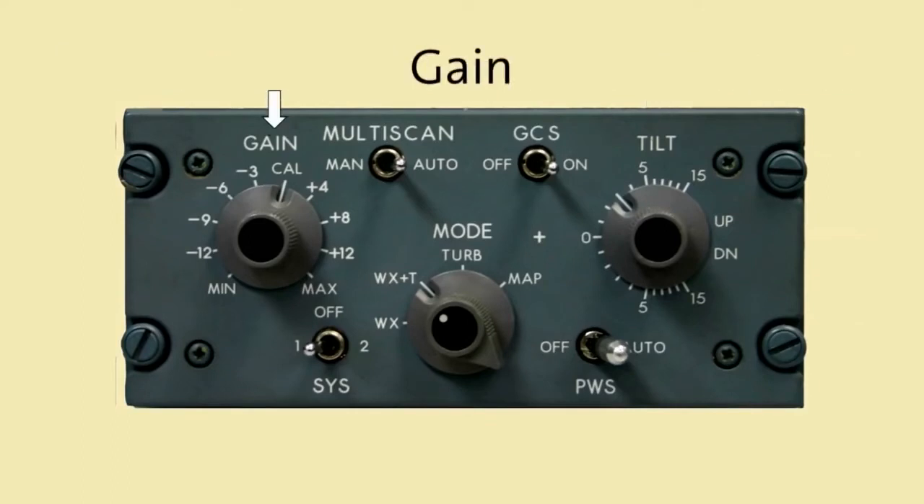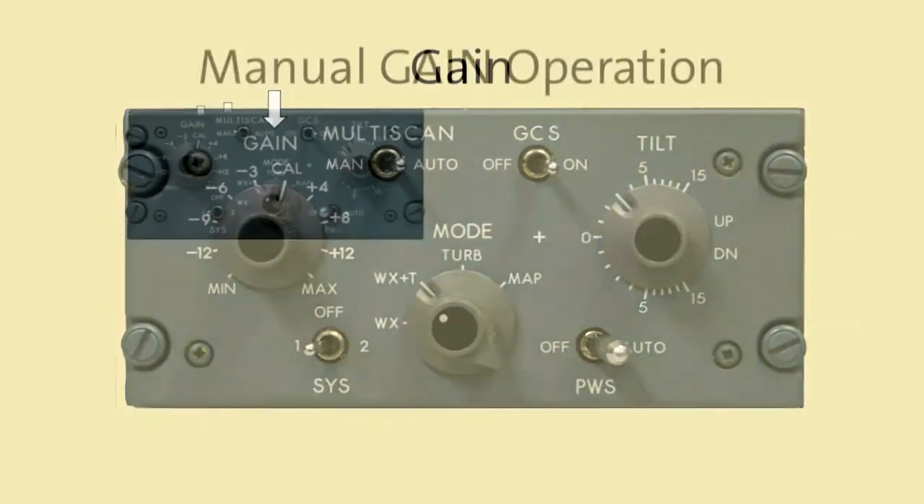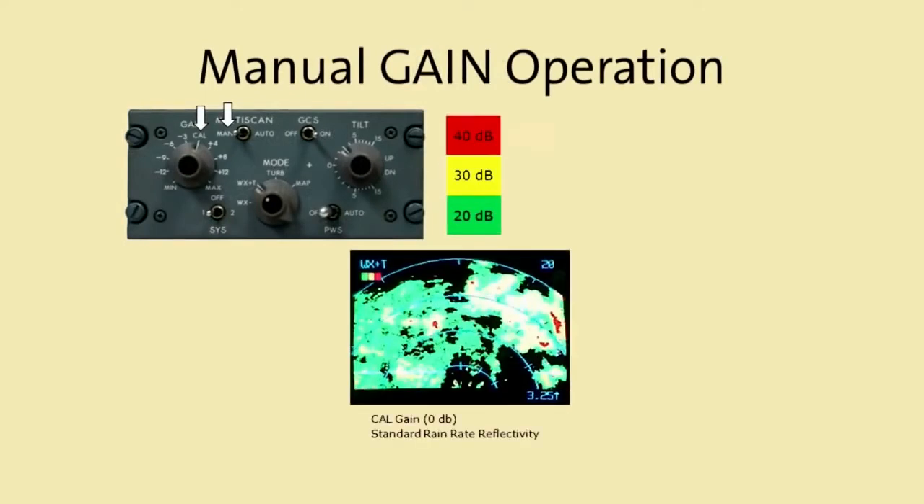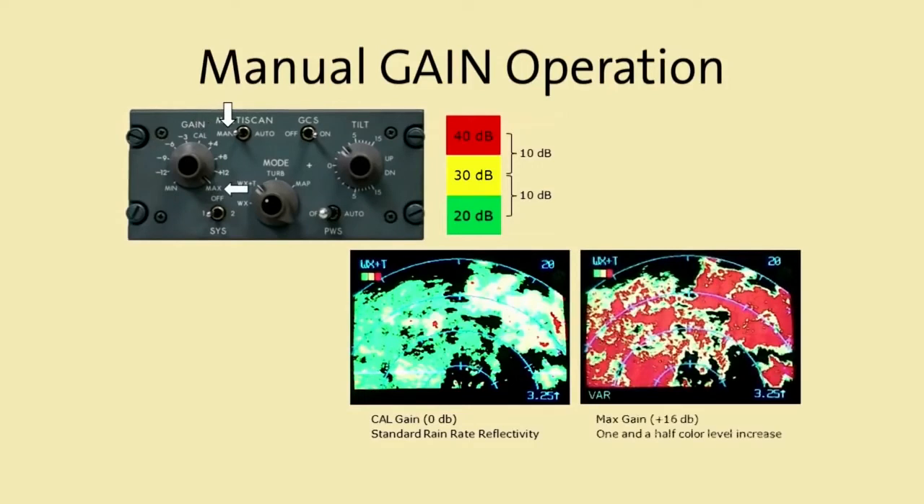Full above and below calibrated gain is available during both manual and auto operation. When the radar is operated in manual and calibrated gain is selected, standard radar reflectivity rain rates are displayed. An increase or decrease of 10 dB of sensitivity represents a change of one color level. Increasing the gain to max increases the sensitivity by 16 dB, or an increase of 1.5 color levels.